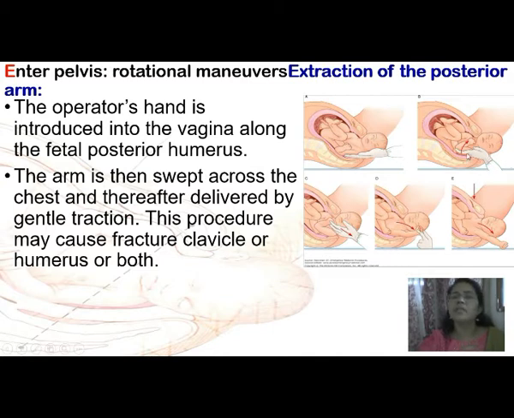You can see from this picture it is introduced, and the arm is then swept across the chest. So it is turned. We are keeping it, and we are sweeping the hand across the chest. This is the chest. Thereafter it is delivered by gentle traction. You can see they are holding the hand and by the traction we are removing the one hand. So this diameter will be released.